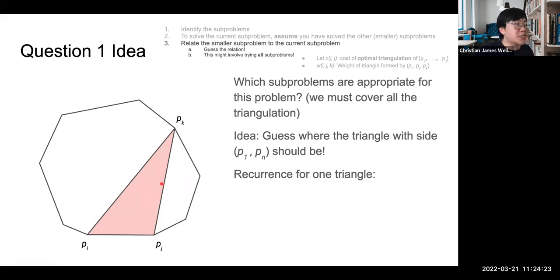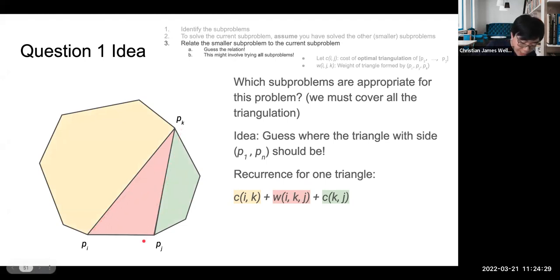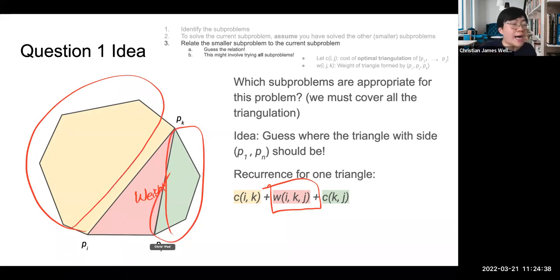The recurrence for this one triangle is to take the weight of this one, and then recurse on the two other halves. So at the current level, you guess where the triangle might be. Let's say this triangle was your guess. You take the weight and then sum it up with the optimal cost of the two other polygons.